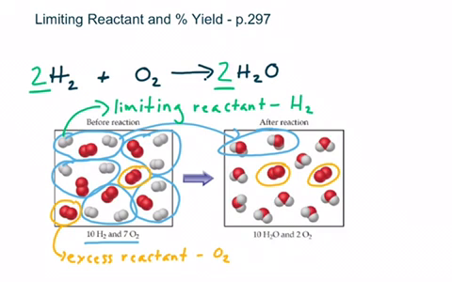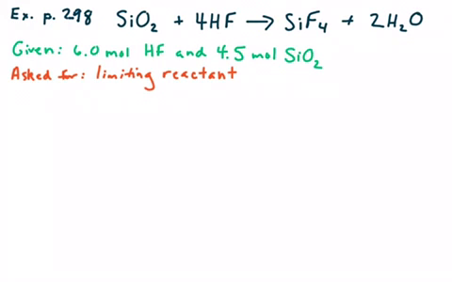So now let's go on to talk about how this concept of limiting reactant can be paired with what we know about reaction stoichiometry. Okay, so we're first going to work the example on page 298 about silicon dioxide reacting with hydrogen fluoride according to the following balanced equation. Within the wording of the problem, what we're given is that we're going to start the reaction with 6 moles of hydrofluoric acid and 4.5 moles of silicon dioxide. And what we're asked to find is what the limiting reactant is.